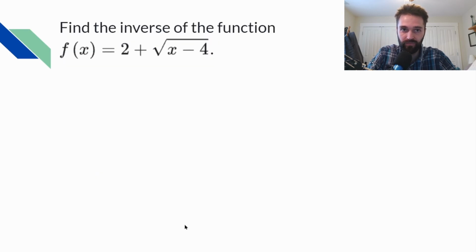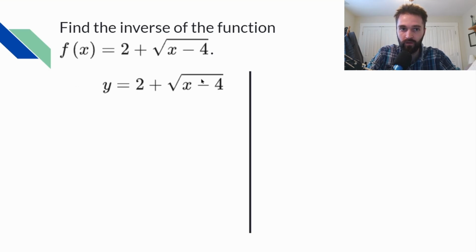So let's see an example. Here we're asked to find the inverse of the function f of x equals 2 plus square root of x minus 4. So we'll take this function and replace the f of x with y. That's the first step in the recipe. And the second step is to swap x and y. So y and x are over here. Now x is over here and y is over here. And our goal now is to isolate this y. So to do that, we need to get this radical by itself on the right-hand side. So let's subtract 2 from both sides.